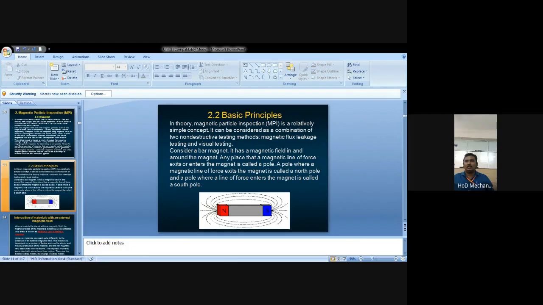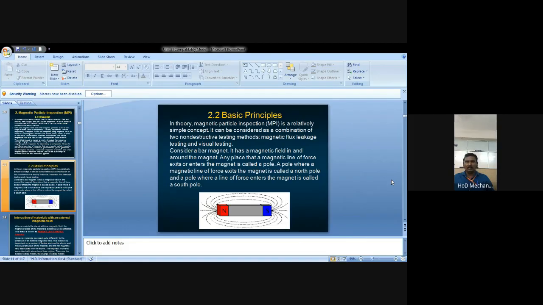Here, the theory of magnetic particle inspection is a relatively simple concept. It can be considered a combination of two non-destructive testing methods: one is magnetic flux leakage testing and the other is visual inspection. For example, consider a bar magnet.